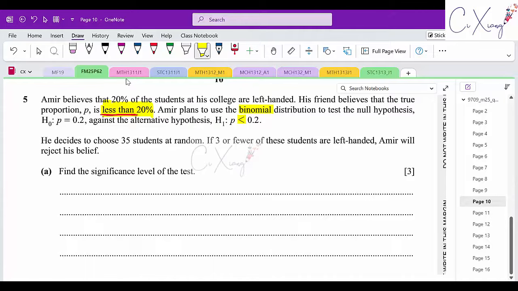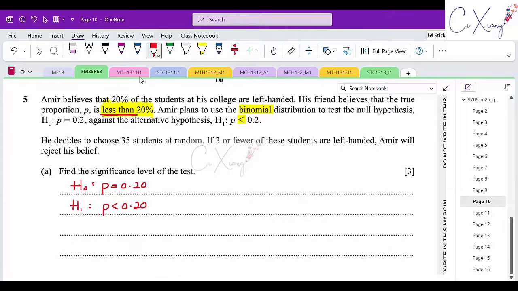He decided to choose 35 students at random. If 3 or fewer of these students are left-handed, Amir will reject his belief. Find the significance level of the test. First of all, in this question, they already provide us with the null and also the alternative hypothesis. The null hypothesis is p equal to 0.20, where the alternative is p smaller than 0.20. This is provided by the question.